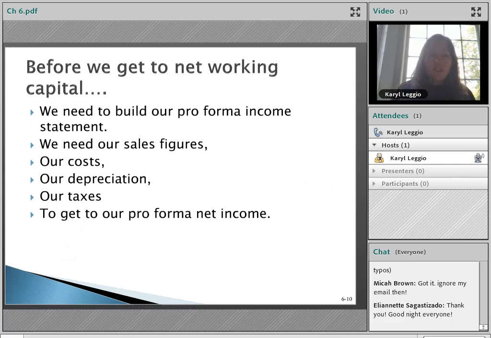So now what we need to do is, in order to figure out our cash flows, we have to make some projections. So we have to project what our sales are going to be, and we have to project what our costs are going to be. And we already figured out our depreciation. We have that depreciation schedule. It's 20% and then 32% and 19.2%, I think. We know our tax rate's 34%, so we can figure out all of those items that go into our pro forma income statement. So the next thing we want to do is build our pro forma income statement.